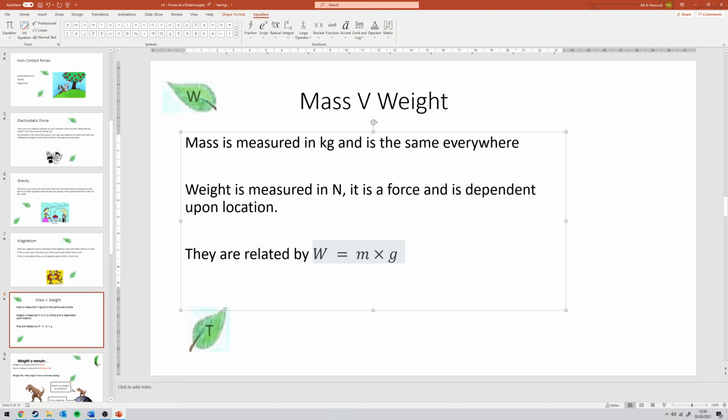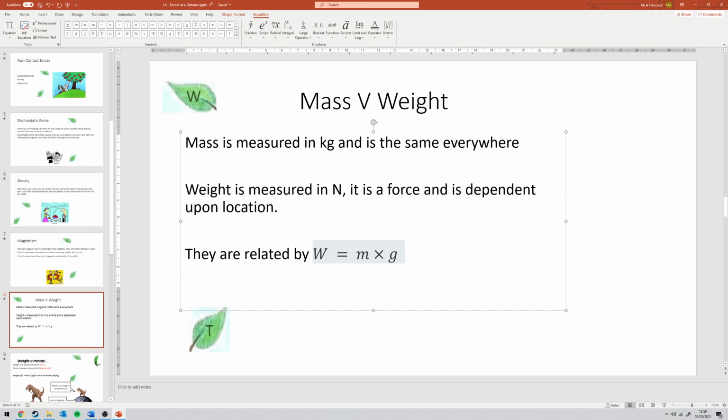Mass and weight are not the same thing. Mass is measured in kilograms, and your mass is the same everywhere, assuming you don't chop an arm off, okay? Because the mass is the amount of stuff, or the amount of matter, that you have inside of you. So if I got a 1 kilogram block of metal and I took it to the opposite side of the universe, the mass would still be 1 kilogram.